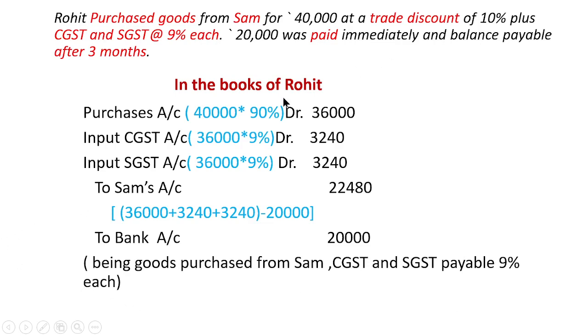So in this case the trade discount point is important. Why? Because at the time of trade discount you have to deduct that particular trade discount from the purchase and record the net purchase. So purchase account is only 36,000. Suppose in this case it is cash discount, you have to record 40,000 and calculate the tax accordingly, that is 40,000 into 9%.